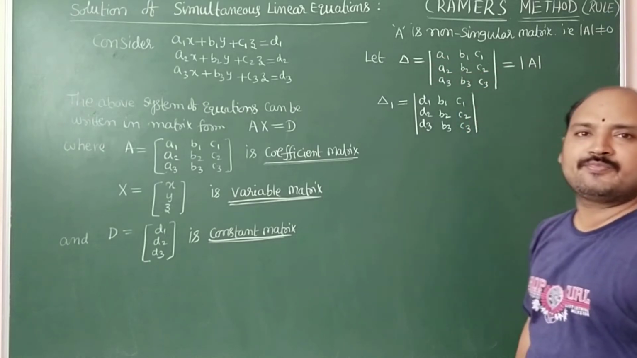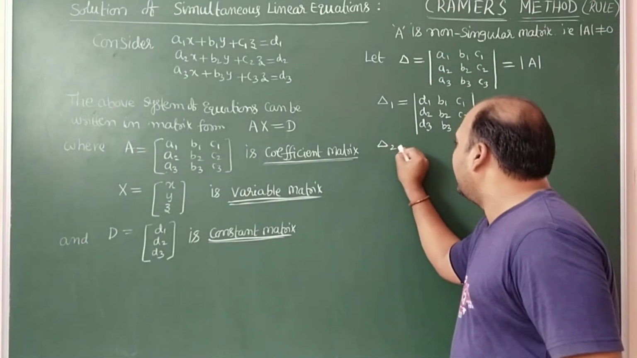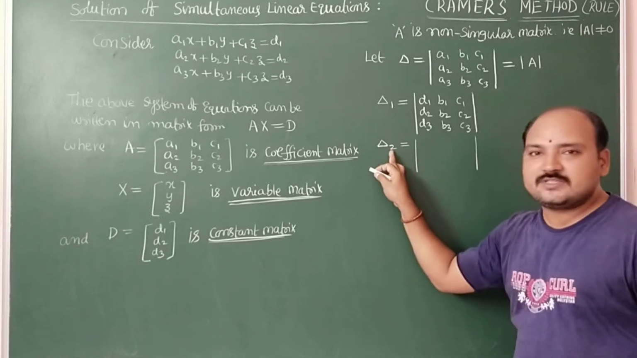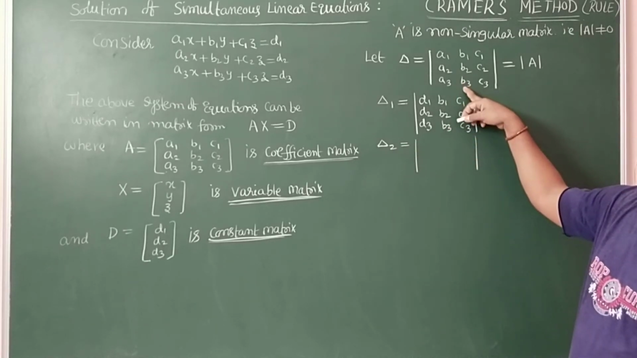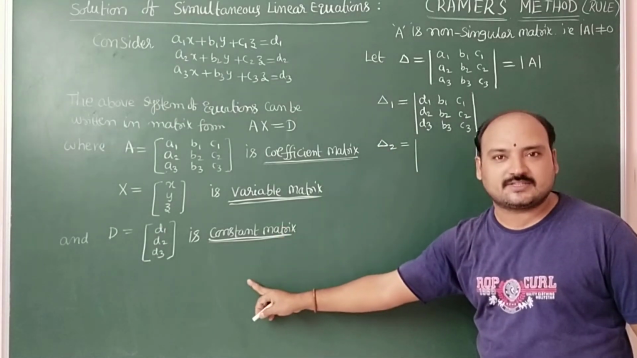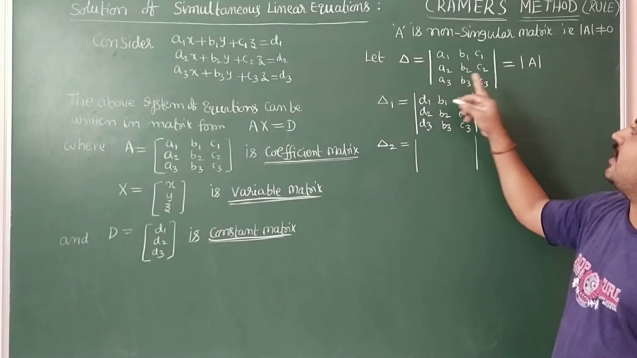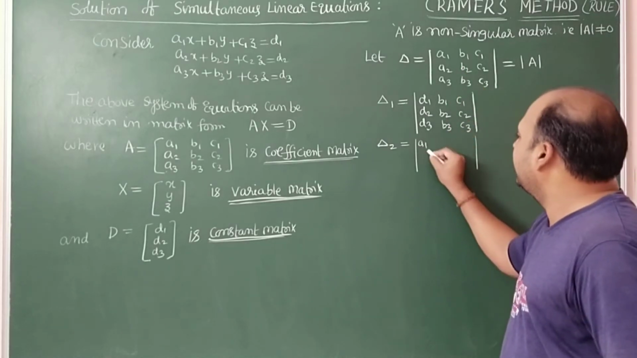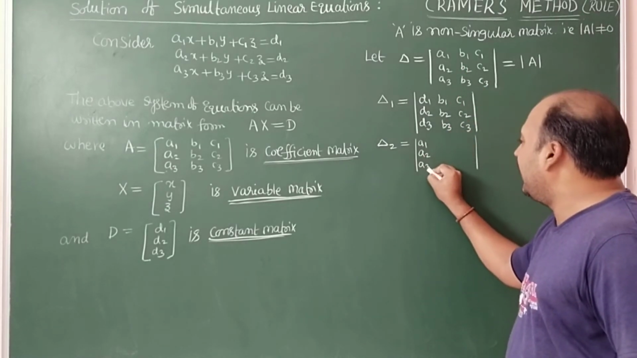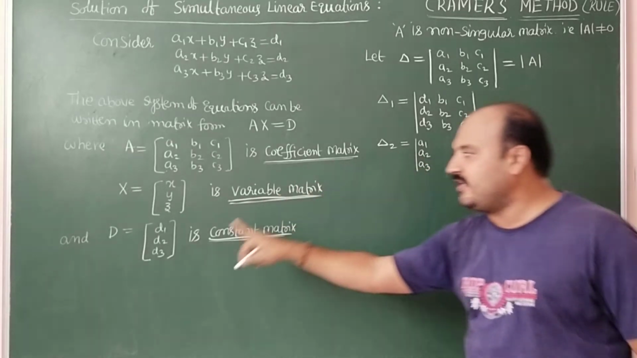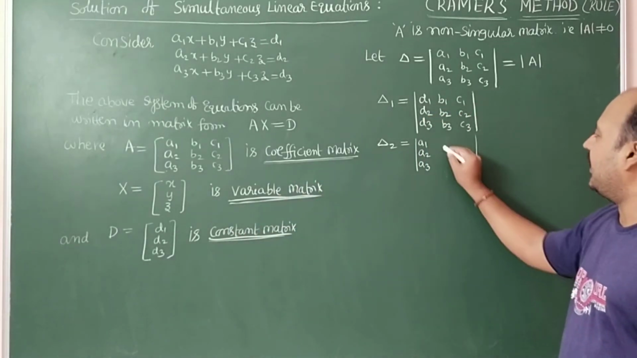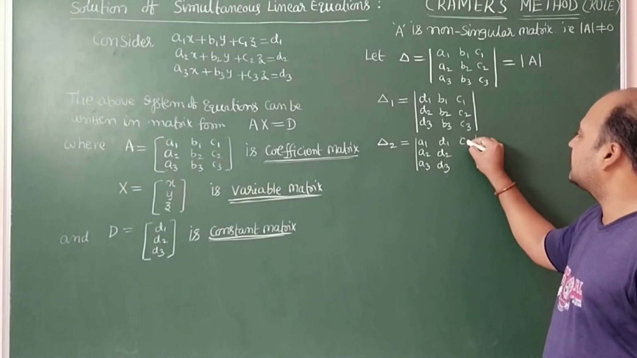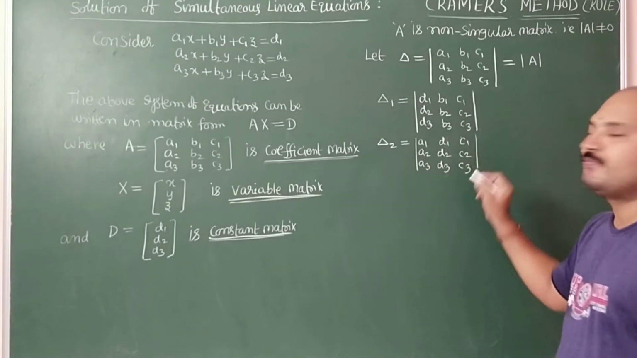Delta 2 also calculate. Delta 2 means the second column in the delta is replaced with the constant matrix. That means column 1 and column 3 will be the same. So a1, a2, a3, the second column is replaced with the constant matrix d1, d2, d3, and here c1, c2, c3.